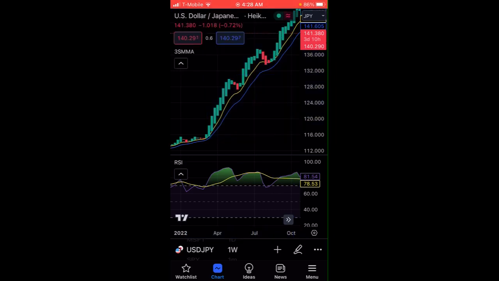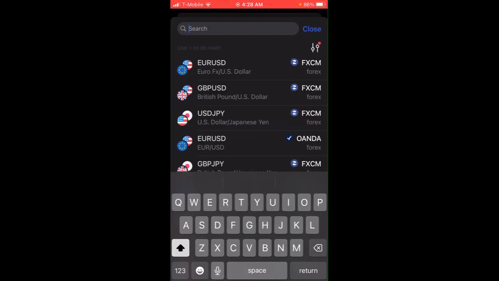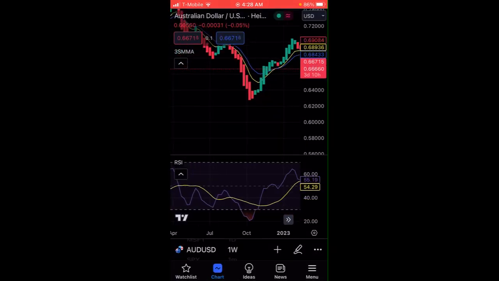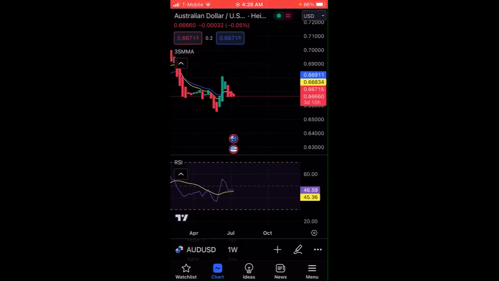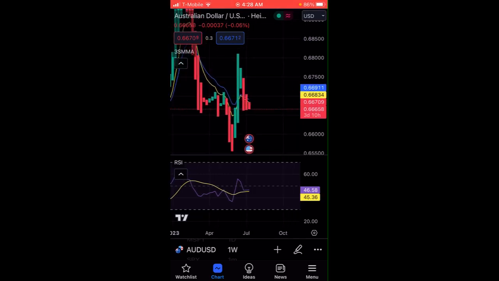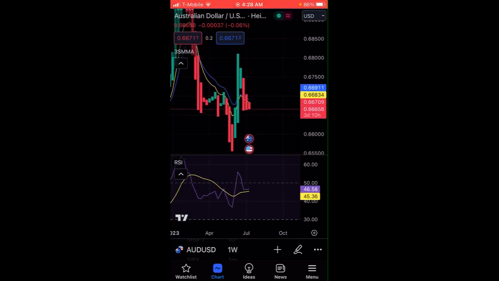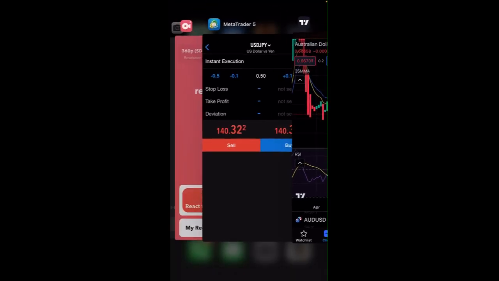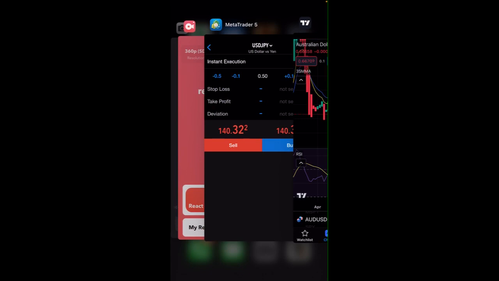So let's look at some of the other pairs. Let's look at the Australian dollar. It's a little bit easier to figure out your pips on the Australian dollar. This is what I have currently going, on my demo account. See, it hasn't quite crossed yet, so it's trying to make up its mind. You see the RSI, but I think eventually it's just going to go down. I did it a little bit too early.